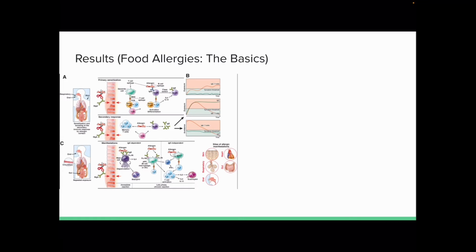The first image on the top shows the primary exposure response, which you can see Th2 working with IL-4 and IL-13 to induce a class switch from IgM to IgE. In the secondary response, right below it, you can see the memory Th2 cells going directly through the allergen and activating the IgE response immediately. In the third and bottom part of the image, it shows you the different pathways. So the first half is IgE dependent, and the second half is IgE independent.